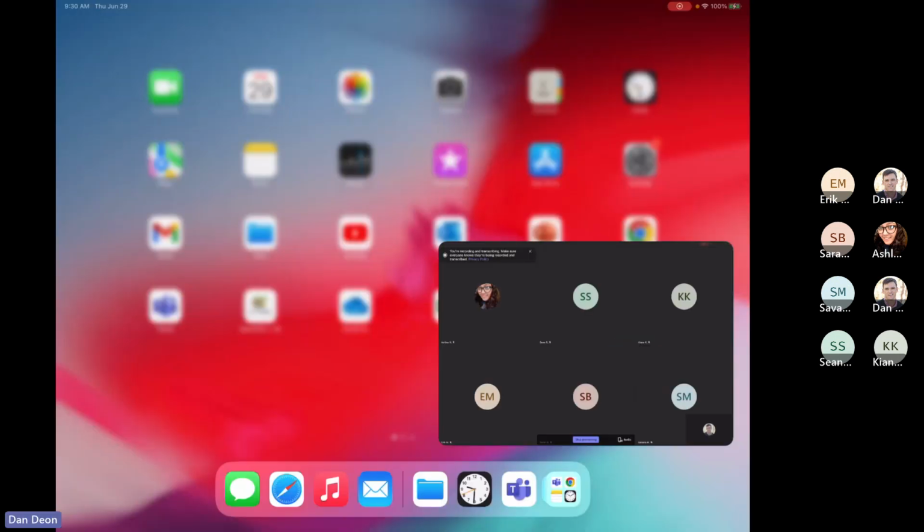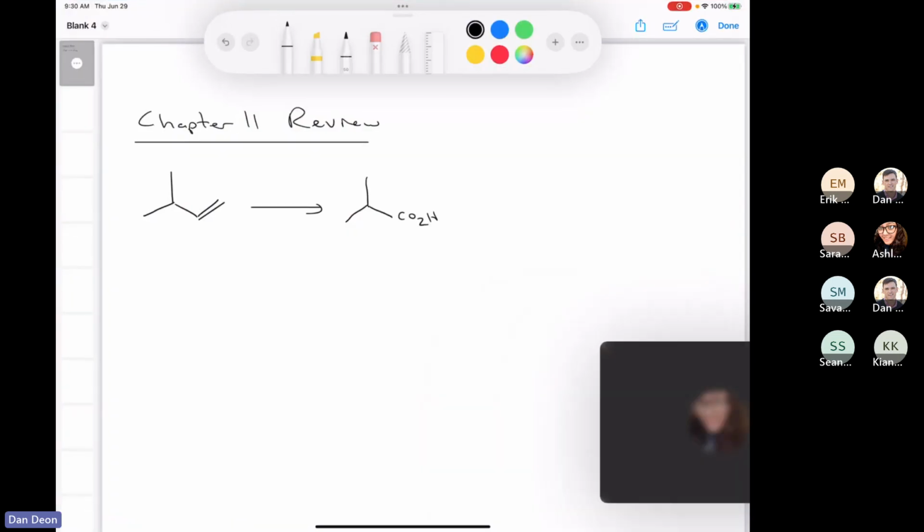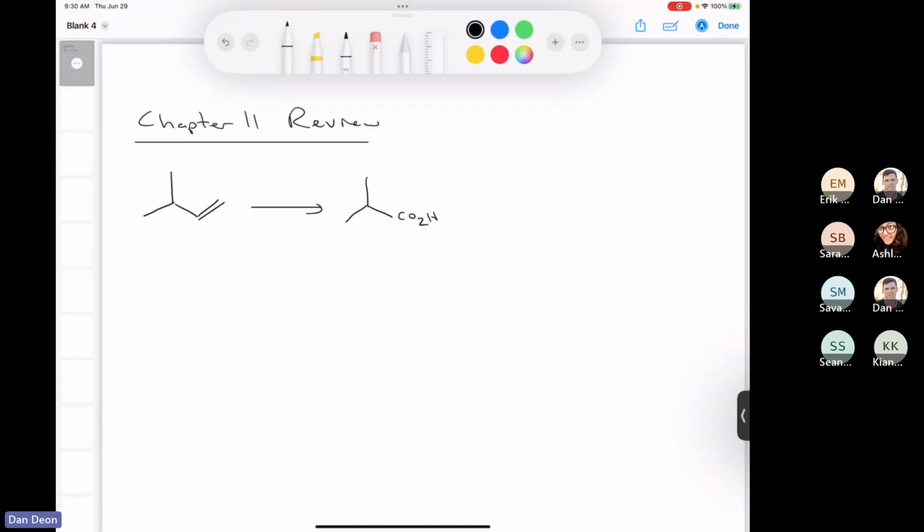All right, Chemistry 3101. We're in Chapter 11. I thought we'd take a look at a couple of practice problems before we wrap up our class today. So here we're taking this alkene, and we want to end up with this functional group here. Could anybody identify this functional group? And it's not a trick question. Yeah, it's a carboxylic acid.